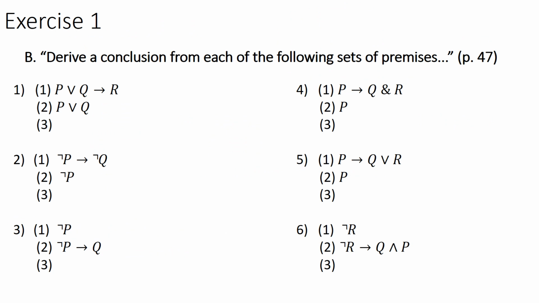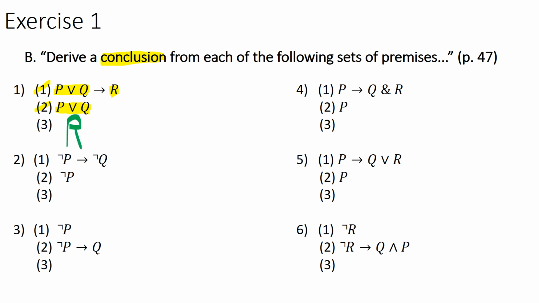This very simple exercise is just to make sure we understand what's going on. We want to derive a conclusion. We want to prove a conclusion from each of the following sets of premises. For example, number 1, we're given two premises. The first premise, if P or Q, then R. Second premise, P or Q. P or Q asserts something is the case, either P or Q, and so we can assert that the antecedent in fact is the case, and thereby we could assert that R is the case. Thus, through modus ponens, we can derive R.